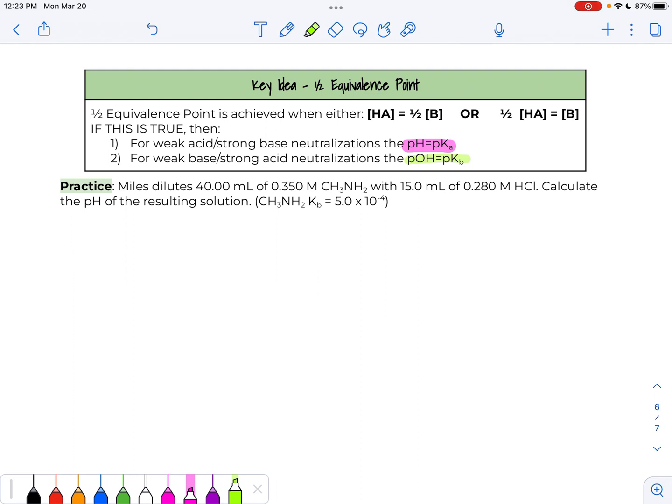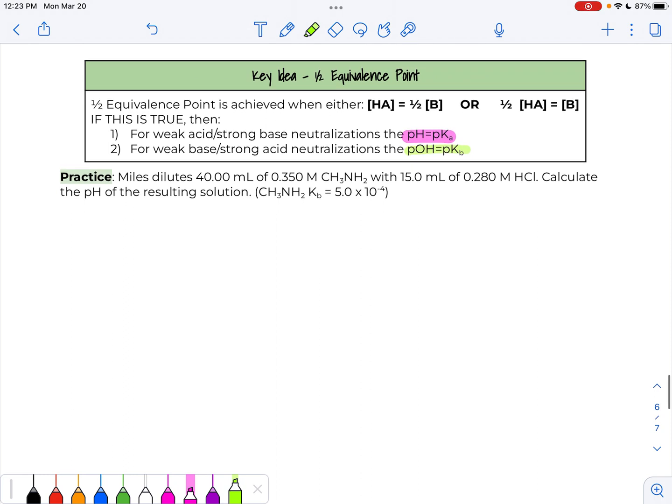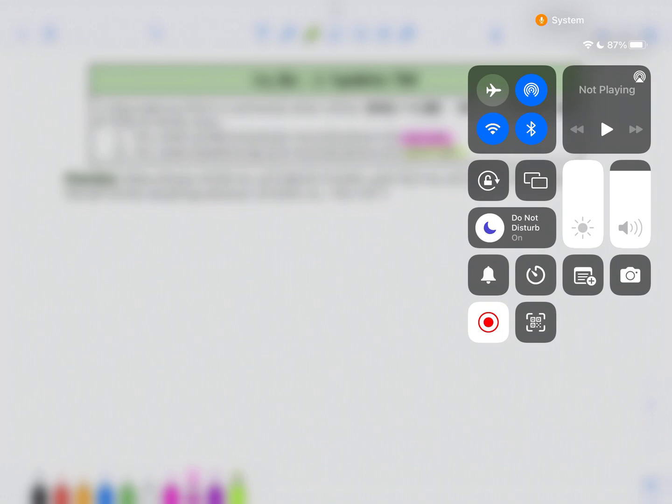So this is something that you can use to check yourself at the beginning. If either one of these situations is true and you're at the half equivalence point, you can use this to help your math go a lot faster rather than having to write out the ICE tables and the RICE tables. All right, try this last practice problem right here. Check your answer with the answer key, and then you're done.